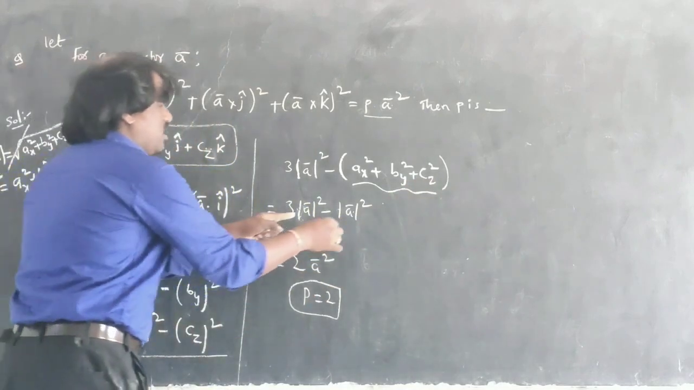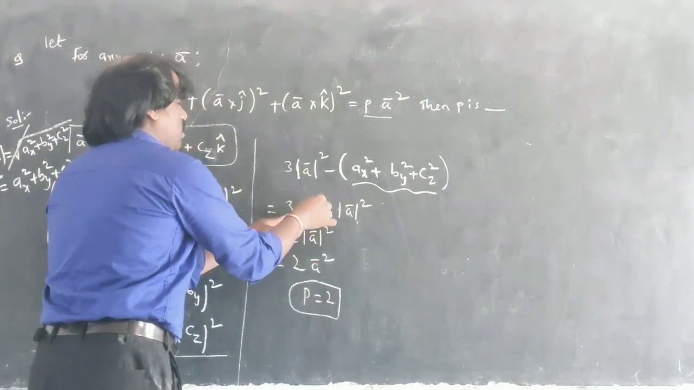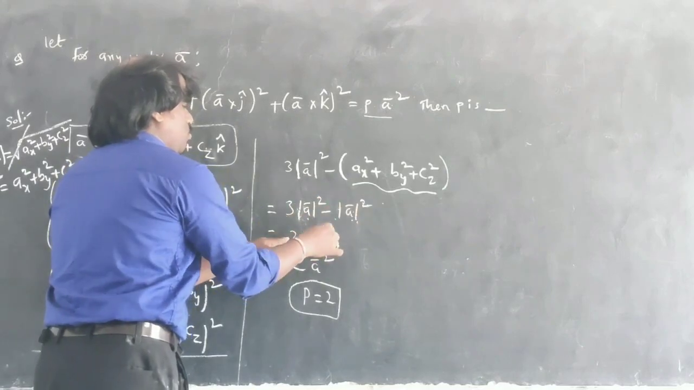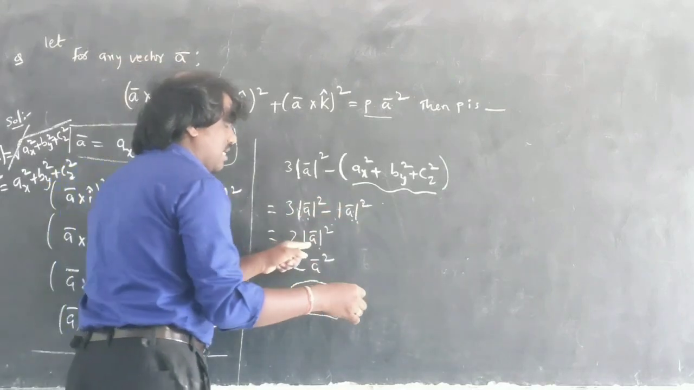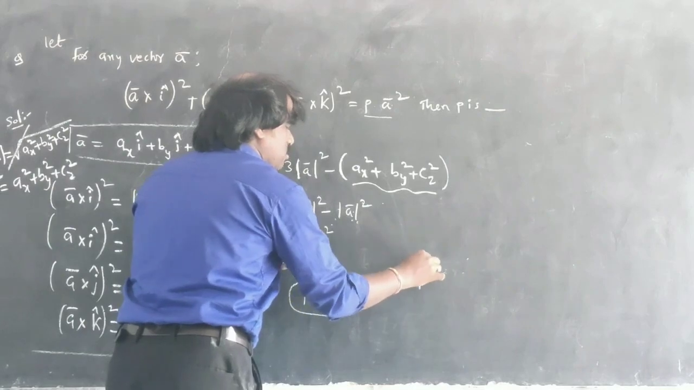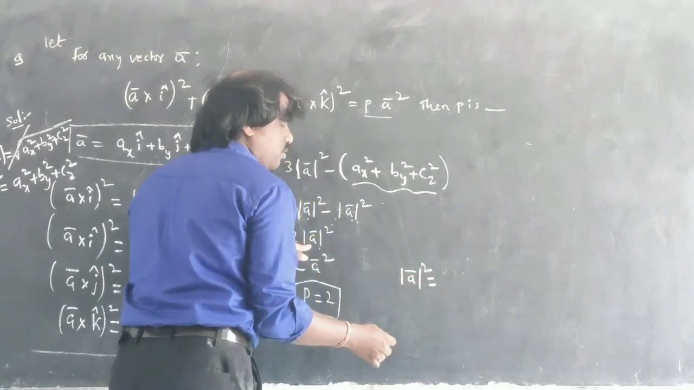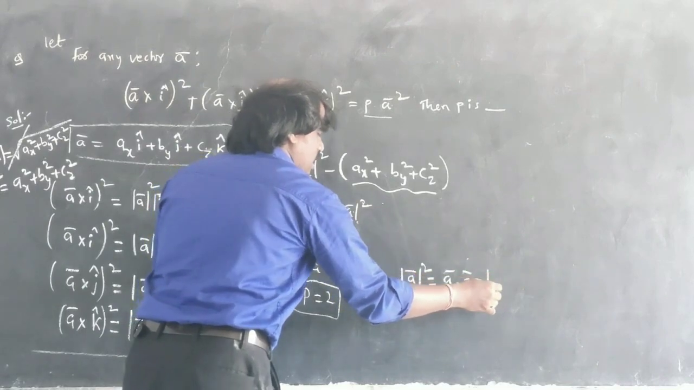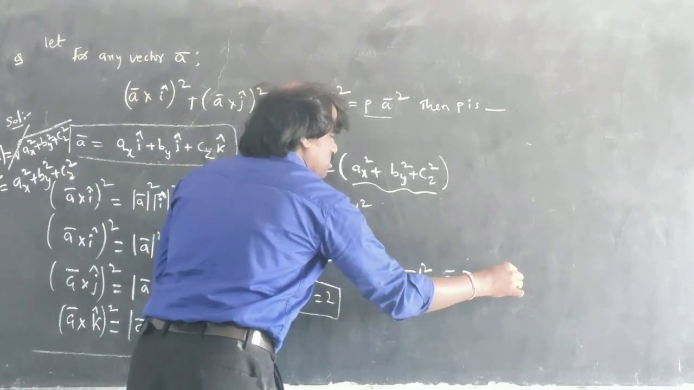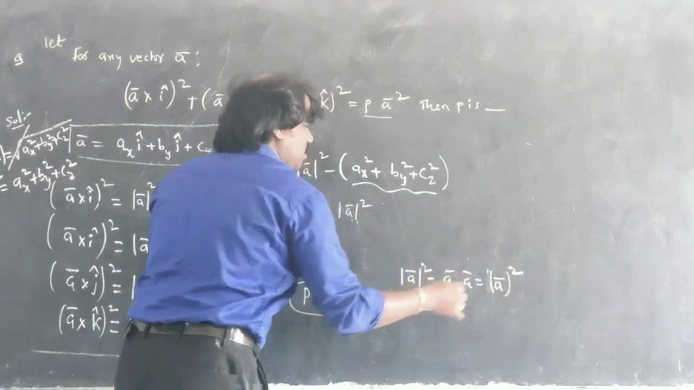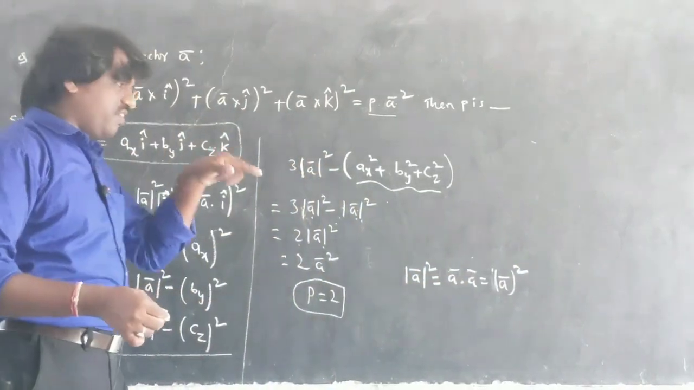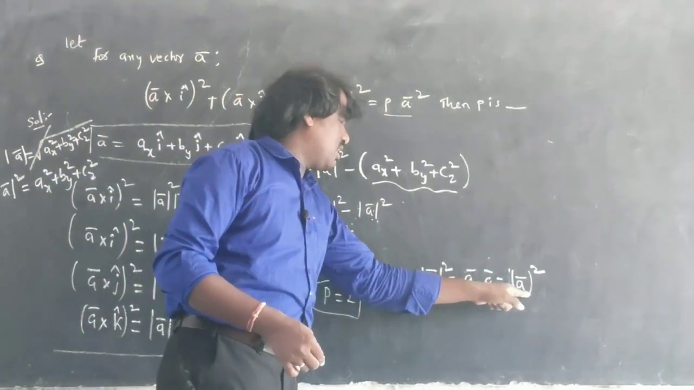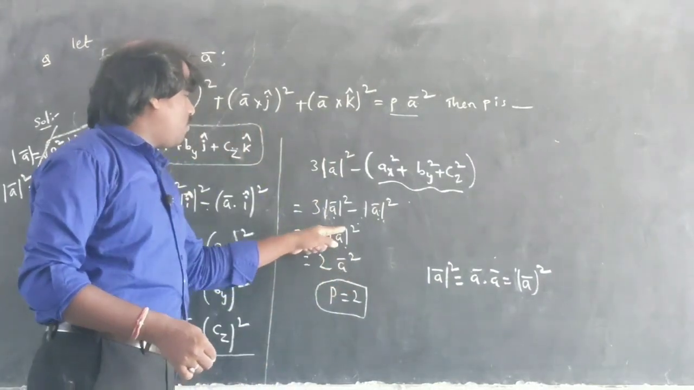So I got this value: 3 mod a square minus a square is 2 mod a square. In the beginning class I told you mod a square can be written as a vector dot a vector, or I can write it as vector a square. I told you this is the reason. The first thing I explained in the beginning of the question is what we have. So mod a square is a square.